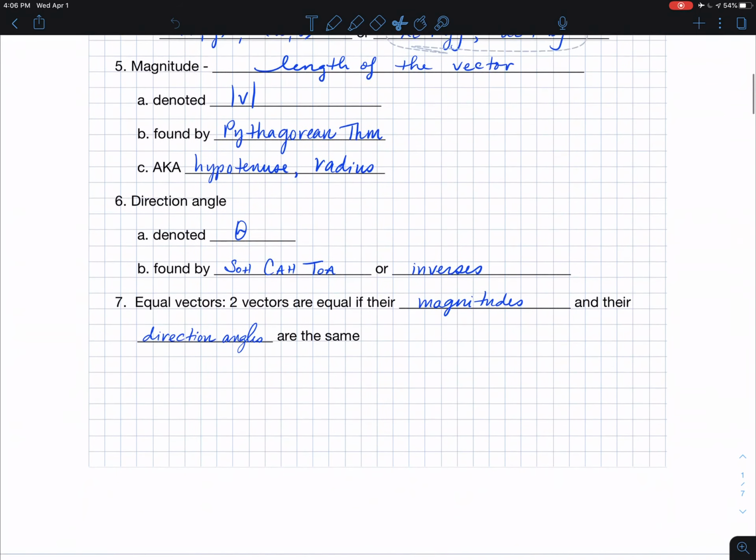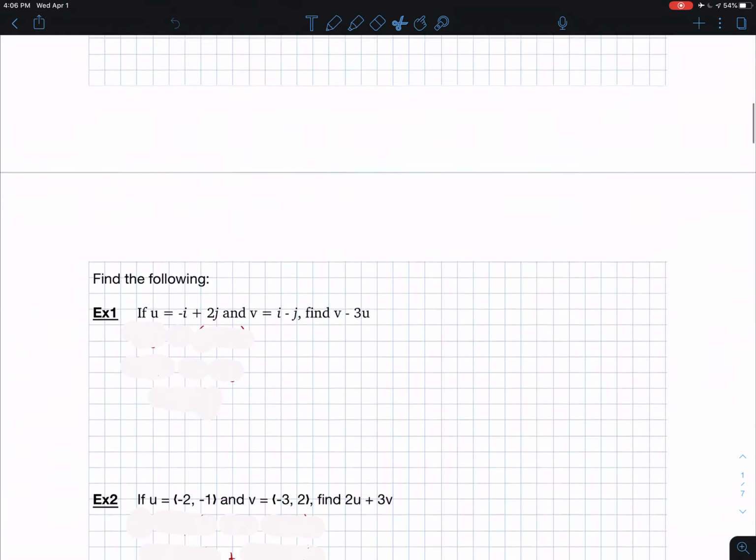We will also be discussing the magnitude and the direction angle a good bit. So again, make sure that you've gone through the notes video and that you understand what the notes video says before you just jump right on into examples. It might be a little bit confusing.